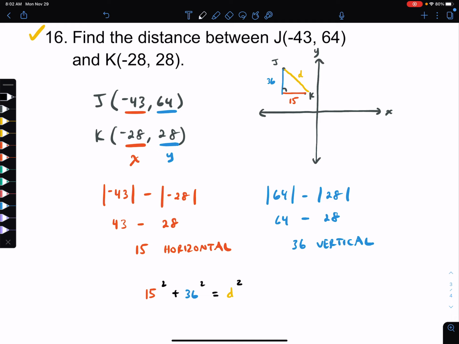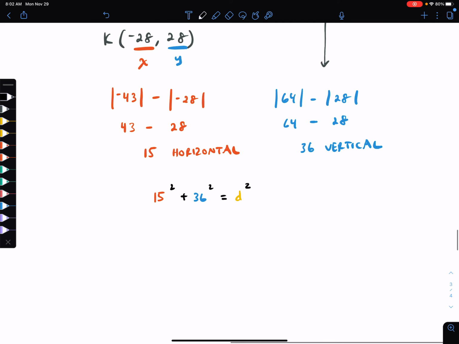And so think about this. What is 15 times 15? You can use standard algorithm, or I've memorized that one. So that's going to be 225. And then what's 36 times 36? I think I have that memorized. It's 1296, if I'm not mistaken, 1296. And again, this is equal to that diagonal distance squared. So adding these two up, we are going to get 1521, I believe. That's going to be equal to that distance squared.